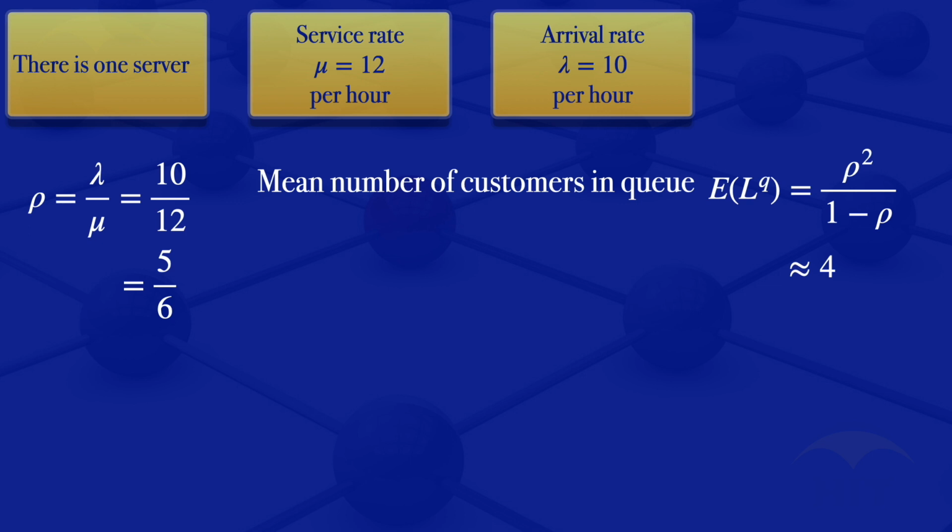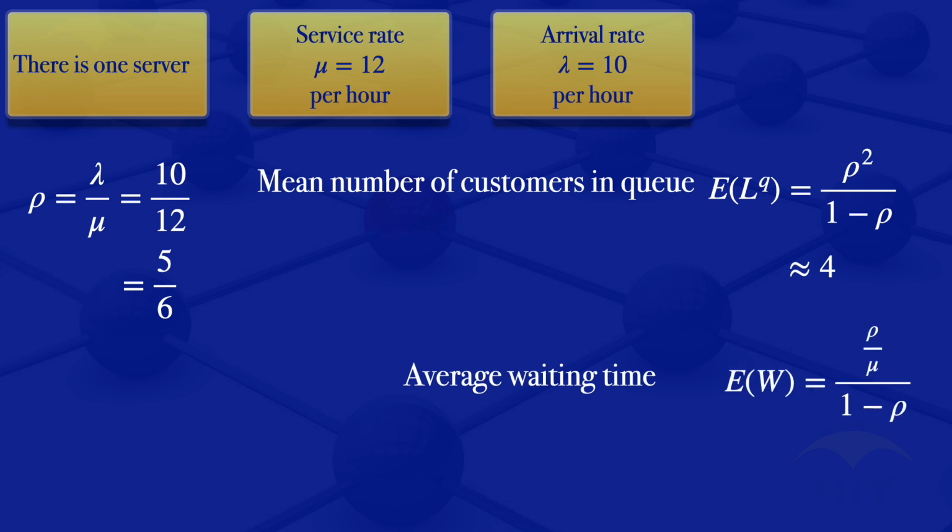Then the last performance measure, the average waiting time. The average waiting time is given by rho divided by mu times (1 minus rho). Our mu is 12. Our rho, we said, is 5/6. Substituting those values, we get that the average waiting time is 0.42 hours.